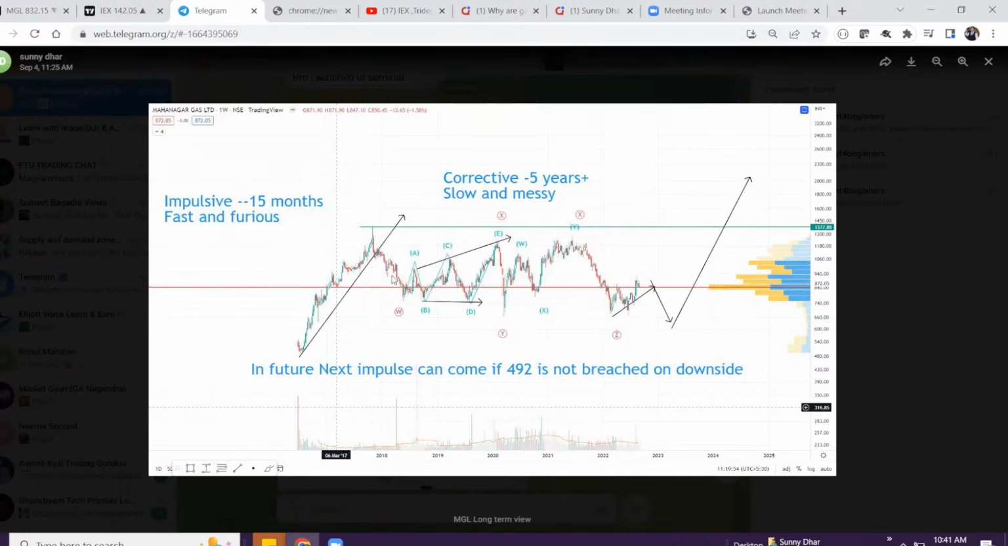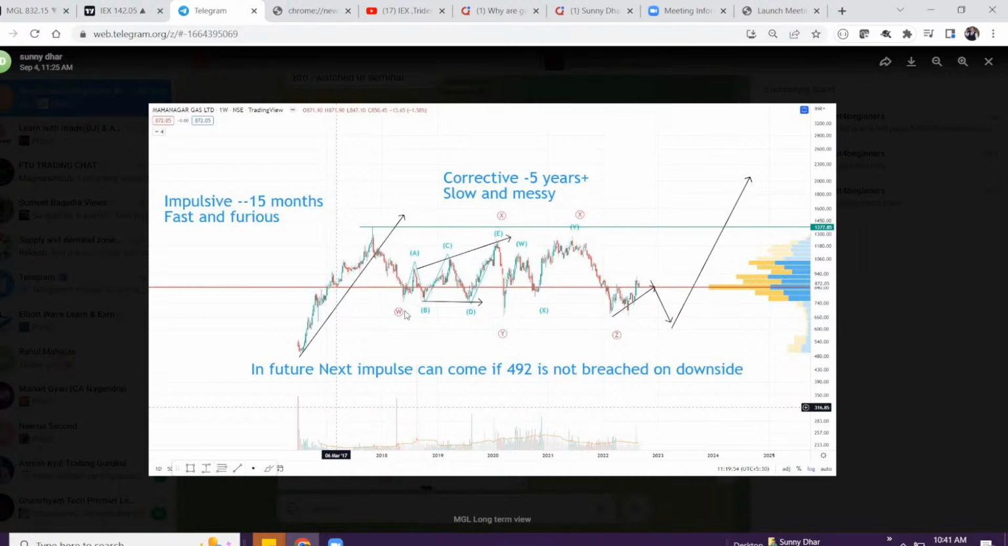So a correction is minimum 3 waves, and it can be 5 waves also. Normally in this case, the pattern that was formed was that this was the W wave, that is fast. After this W wave, you can see the X wave came in a triangle, that is A B C D E, and this was a corrective move for this W wave. After this, we again got an impulsive move down, that was a Y wave.